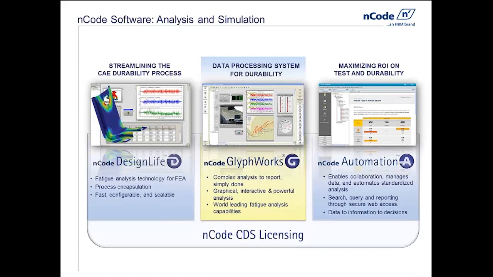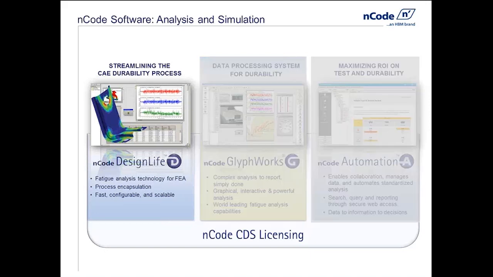We'll be looking at nCode software today, and if you're not familiar with it, let me just take a step back and introduce what nCode software is. nCode software is three components: DesignLife, GlyphWorks, and automation. And we have webinars on the use of each of these. We'll be focusing today on nCode DesignLife, which is a CAE-based fatigue analysis tool. In other words, building on the stress analysis you might do already with finite element analysis, for example, using Nastran or Abaqus or ANSYS or Dyna.